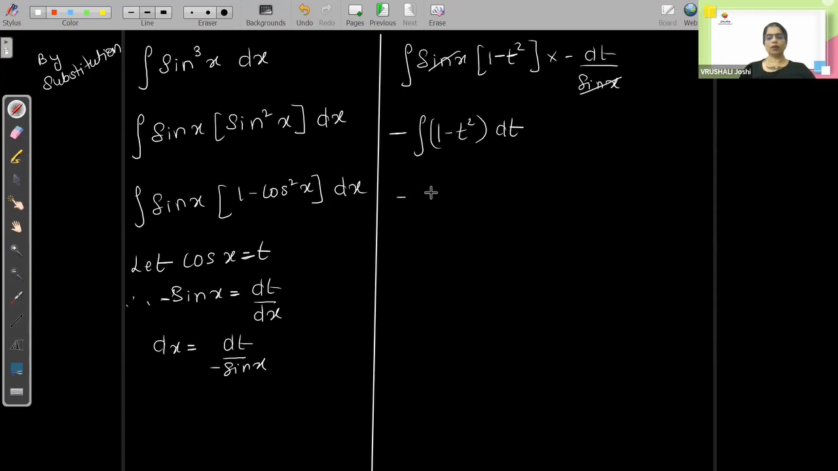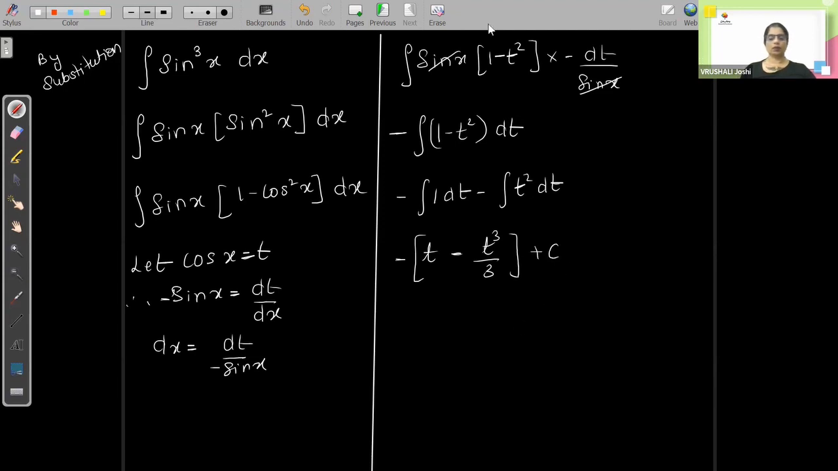Correct? Now minus integration of 1 dt minus integration of t square dt. So minus this will be x, sorry, x not t. Correct? This will be minus t and minus this will be t cube by 3 plus c.